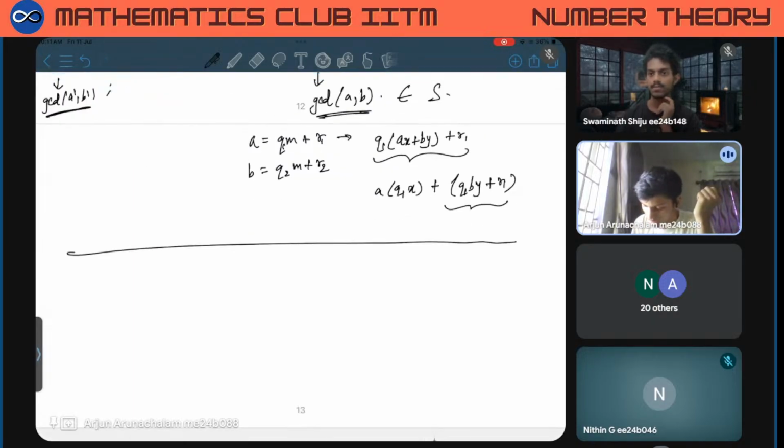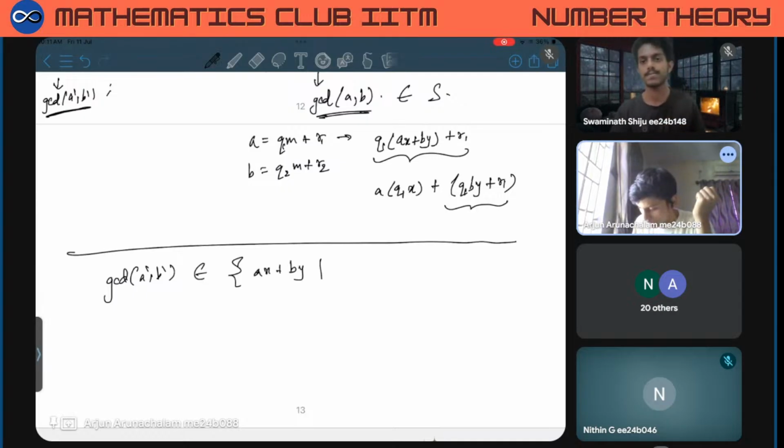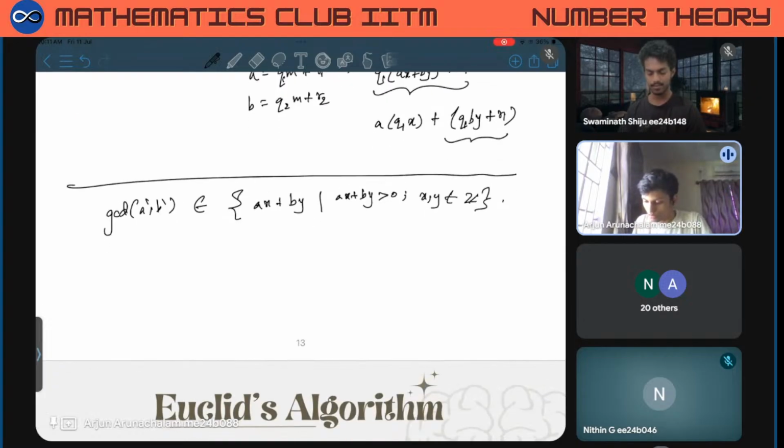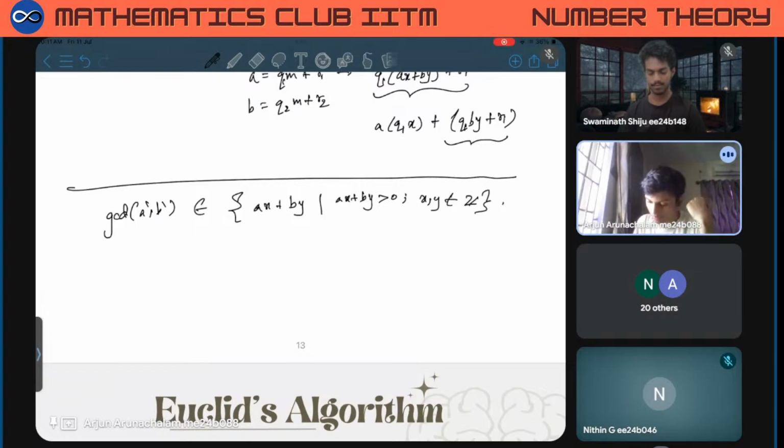So basically you proved that GCD of a dash comma b dash exists in the set ax plus by, where ax plus by is greater than 0 for some x comma y belonging to the integers. So this is the proof that this writing of two numbers is actually possible. So for example, let's say you get 7 and 9 as I talked about. So the GCD is 1, right?